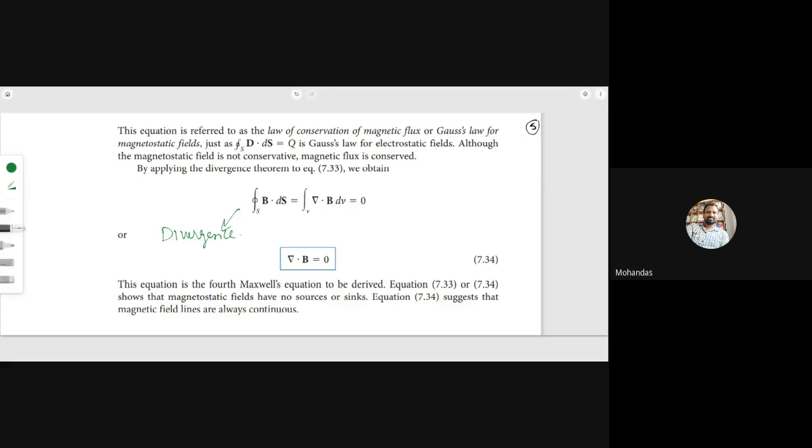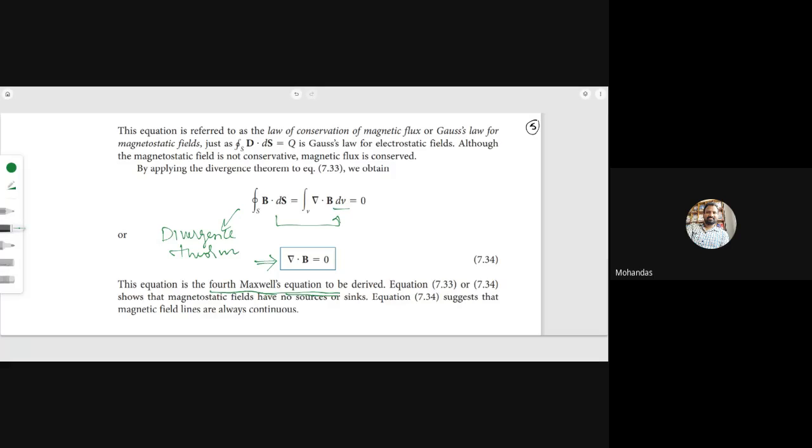Here, closed surface integral of B dot dS equal to 0. Here we have applied the divergence theorem. This can be written as volume integral of del dot B dV, which is equal to 0. From this, del dot B equal to 0. This equation is the fourth Maxwell's equation.